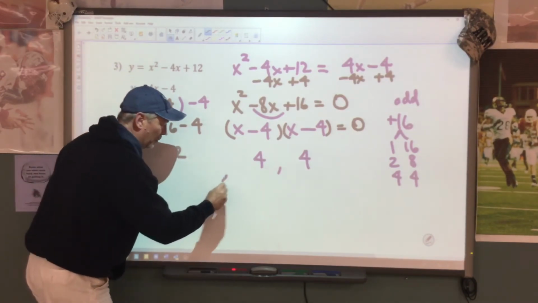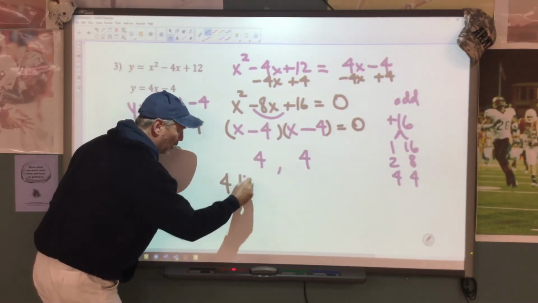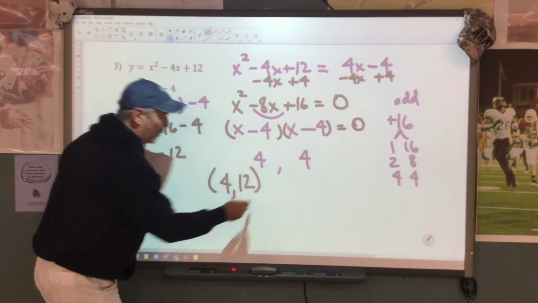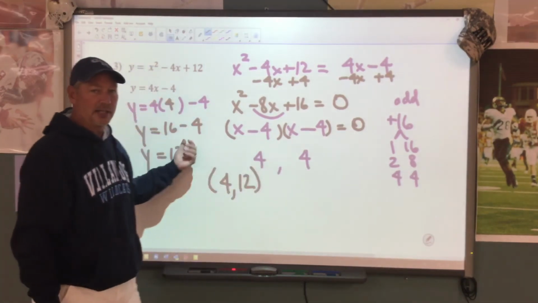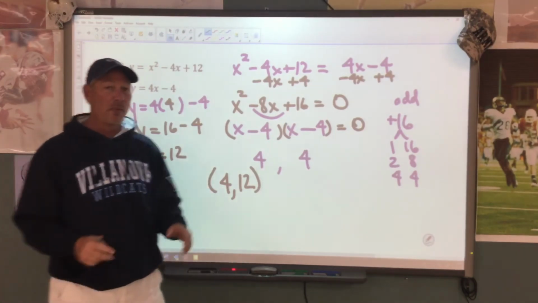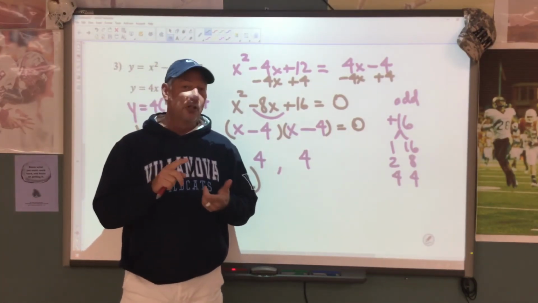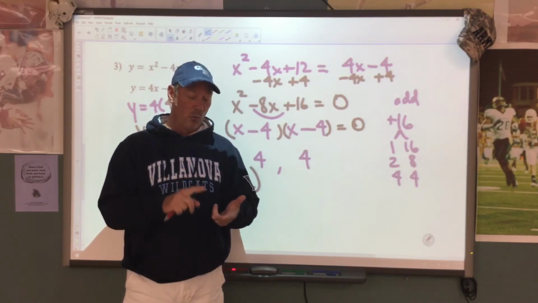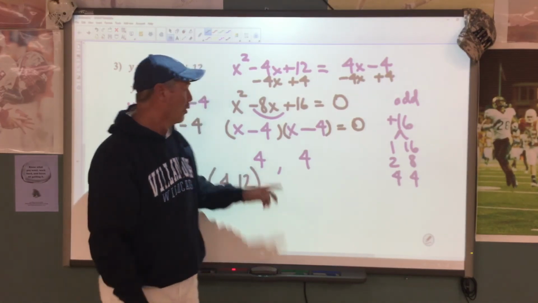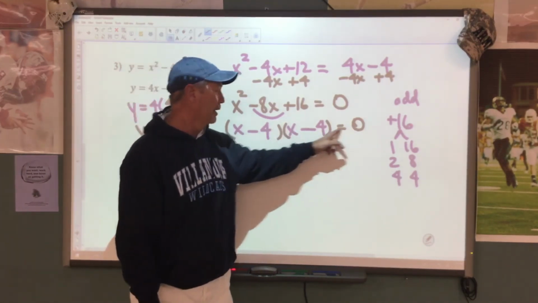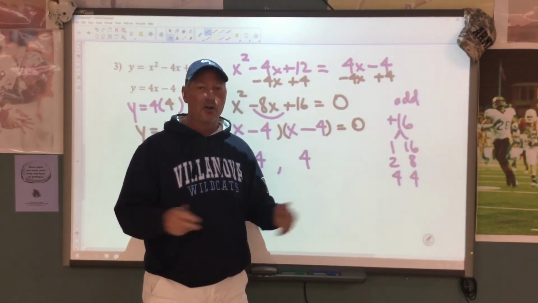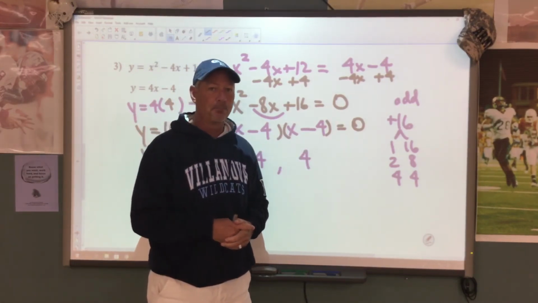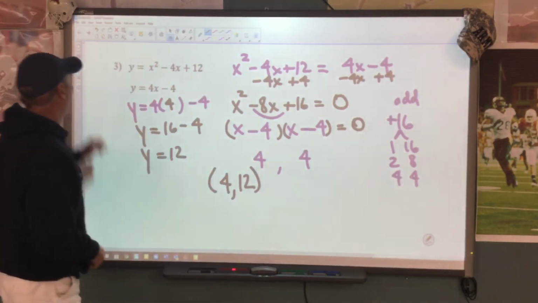So my answer would be 4, 12. That ordered pair, I don't need to write it twice because you're going to get the exact same thing. Remember how I told you that you could get 2 ordered pairs, 1 ordered pair, or you might tell me that it is not going to factor, and then you'll say none or no solution. Got it? All right, let's try one more problem.